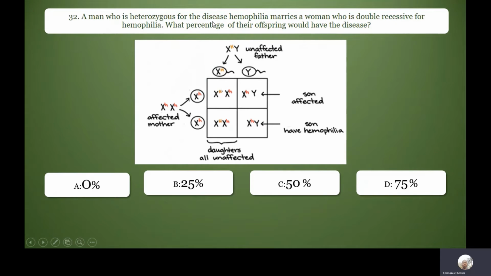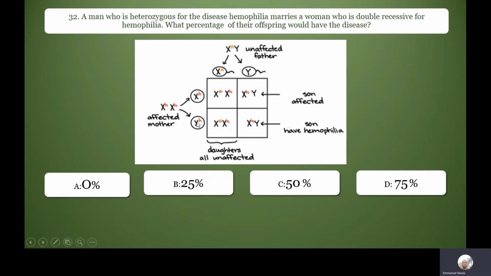A man who is heterozygous for the disease hemophilia marries a woman who is double recessive for hemophilia. What percentage of their offspring will have the disease? So remember, hemophilia is that hereditary disease where the blood clots very slowly. If they have a cut in the blood vessel, it can bleed for a long period of time because their blood clots very slowly. The disease is called hemophilia.